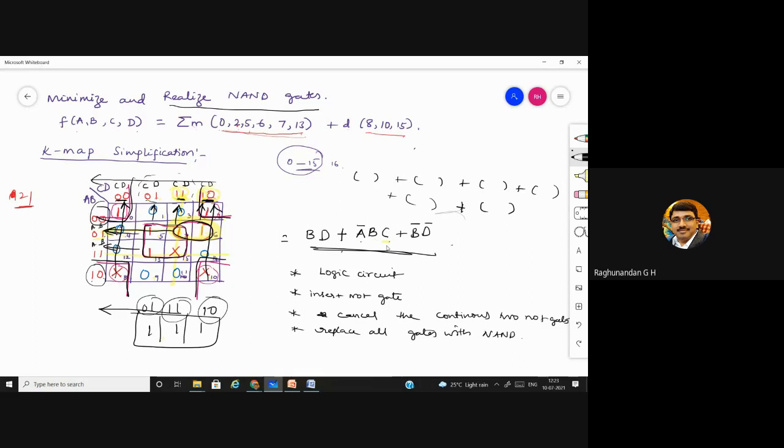Or at any point, if you have not understood, you can ask me, I'll clarify it. We have one more problem similar to this. I'll solve that too. If you have any doubts, you can get clarified.